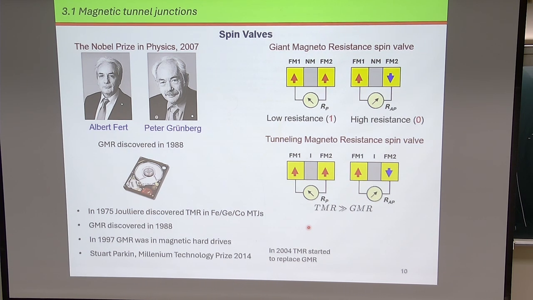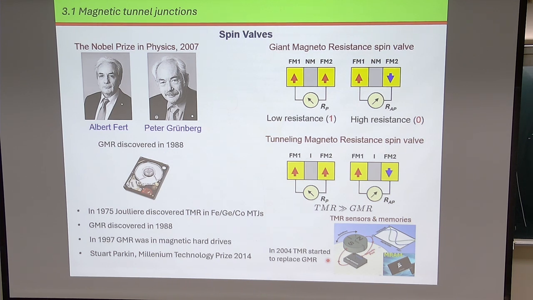Okay. So this tunneling magnetic resistance effect was actually discovered even before GMR. It was discovered in 1975 by Julliere, who did some experiments on iron, germanium, cobalt magnetic tunnel junctions. Here are some important facts regarding the development of these structures. Since the TMR effect became larger than the GMR, all the devices that used GMR were substituted by TMR. By 2004, TMR started to replace GMR in the devices. And nowadays, you can find this everywhere: in sensors, memories, these magnetic random access memories, but mostly also in sensors.